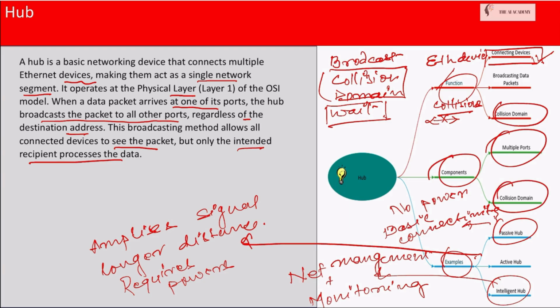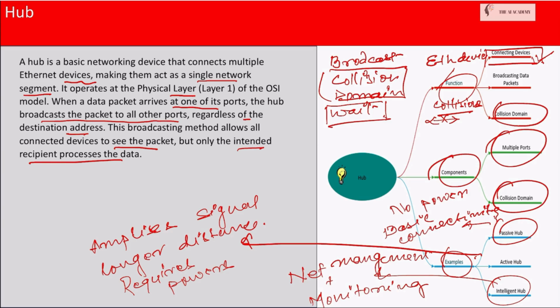While hubs have largely been replaced by more advanced devices like switches and routers in modern networks, they played a crucial role in the development of early Ethernet networks. By providing a simple and effective way to connect multiple devices, hubs contributed to the growth and expansion of local area networks. Next, we will discuss the modem.